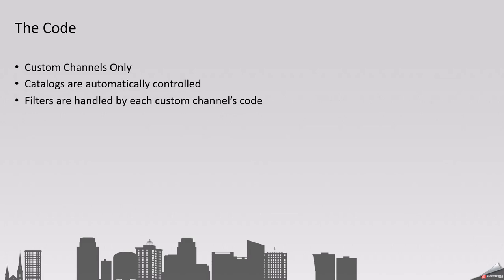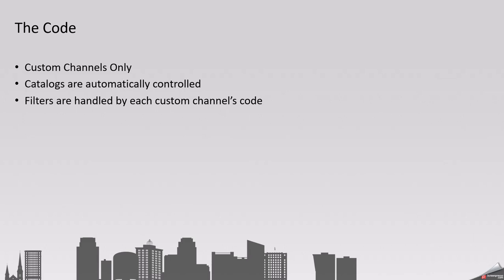Okay, let's show off some code for this and then we'll do a demo of seeing this thing actually work. So you only need to code if you're doing a custom channel. The catalogs we mentioned are automatically controlled, so you just have to set up the users. And the filters don't need any special code because the code for the channel already handles it. It just works as if you added the users to the channels themselves.